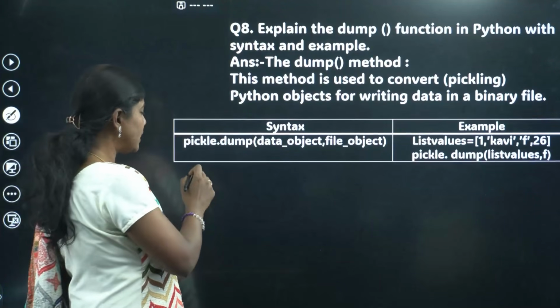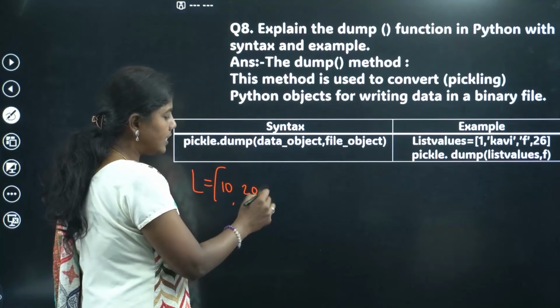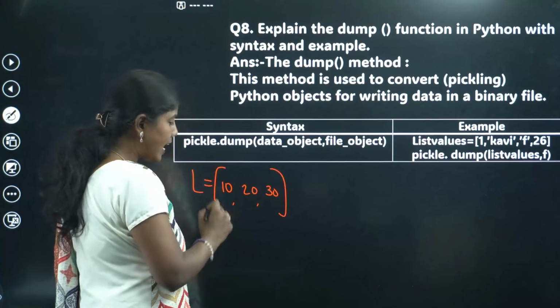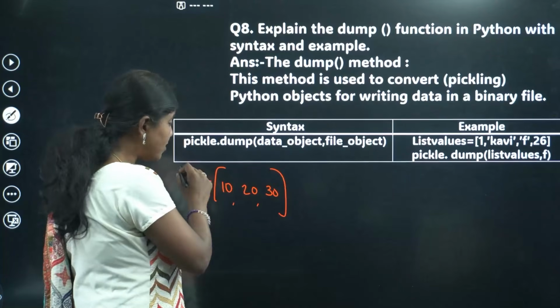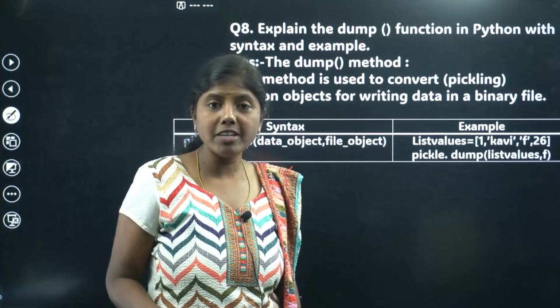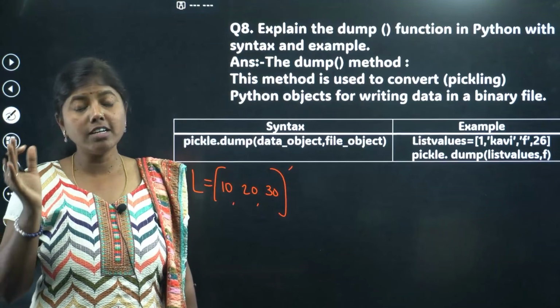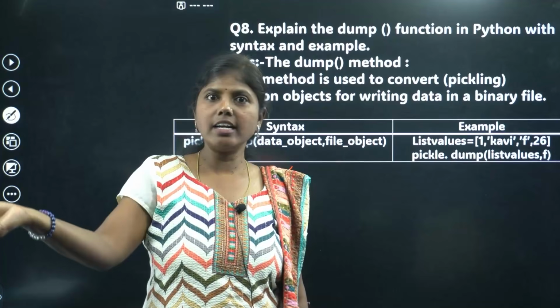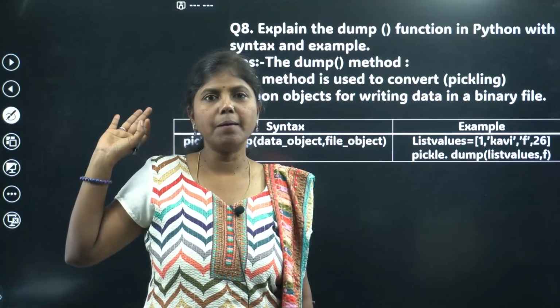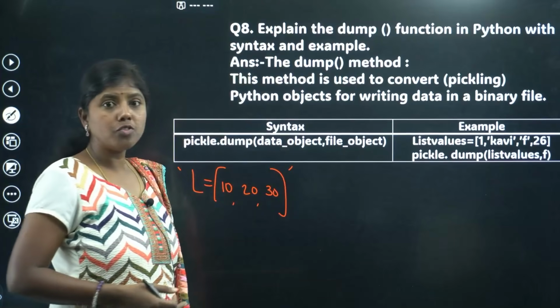Let's take one example. One beautiful object that's going to be a list: 10, 20, 30. And I don't want to store it in the form of text. Text files, you know that, right? Basically it's going to store everything in the form of text only. Even if you give a number, it will convert the number into a string and store it in the form of a string only. Now, this should not be stored in the form of a string.